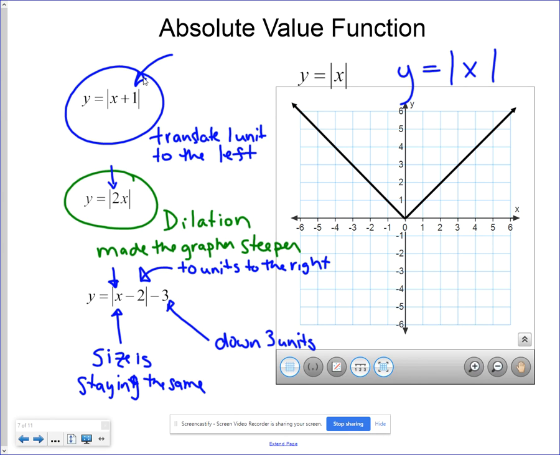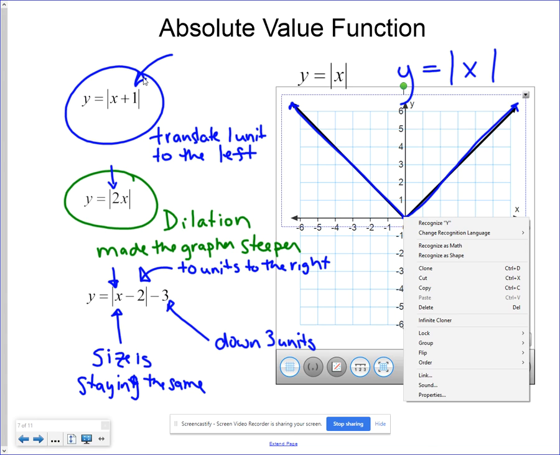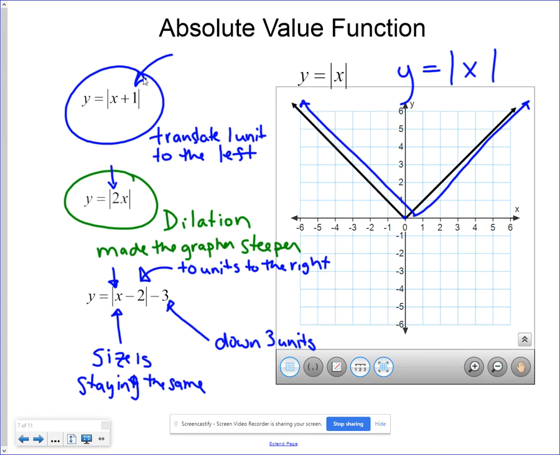If I wanted to graph that one, I'm just going to trace over the parent graph, and then use what I know about how the numbers affect the parent graph. So the -2 will move it 2 units to the right, and then the -3 moves it down 3. So this will be the location of your new graph.